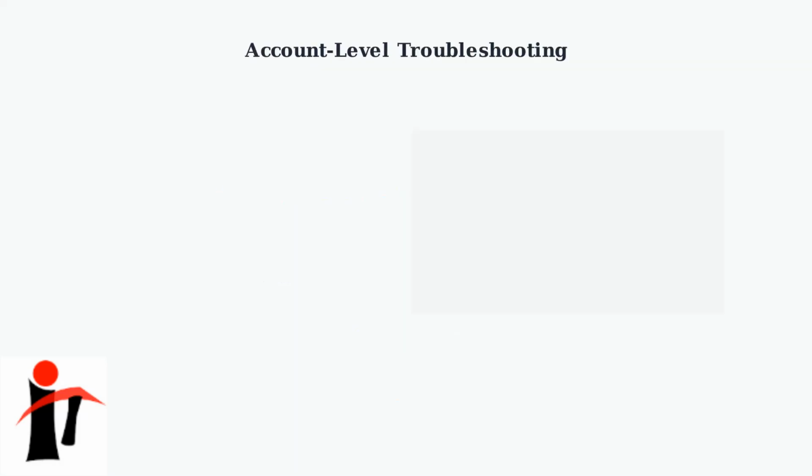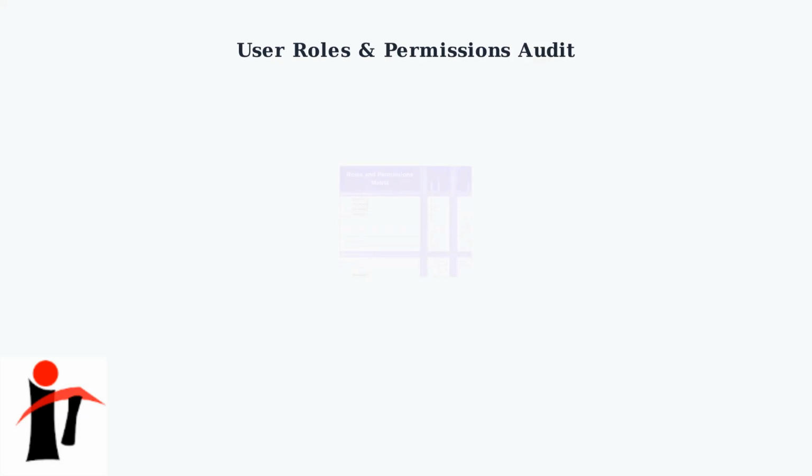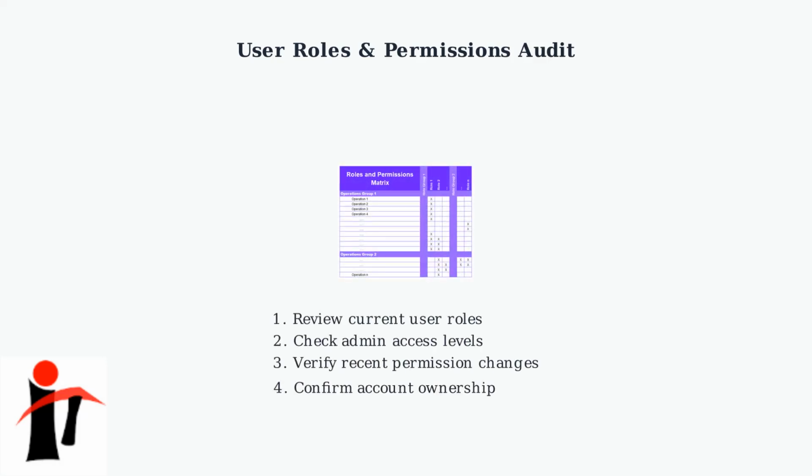When basic troubleshooting fails to resolve error code 10, we need to investigate deeper account-level issues. The first step is verifying your business account status to ensure everything is properly configured. Next, conduct a thorough audit of user roles and permissions. Recent changes to admin access levels or role modifications can trigger authentication errors.